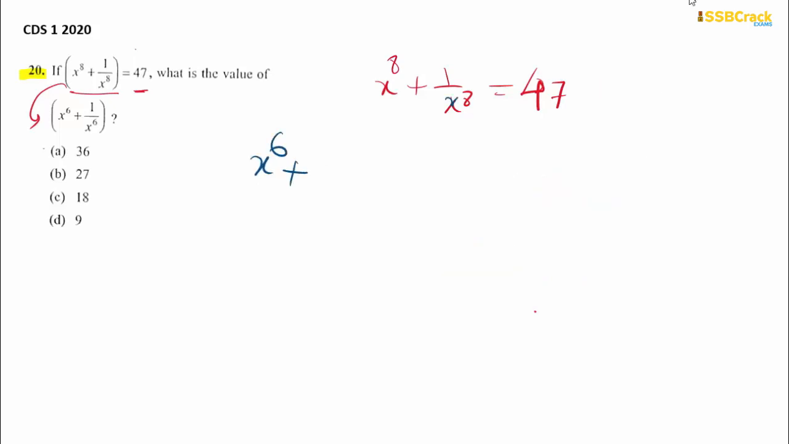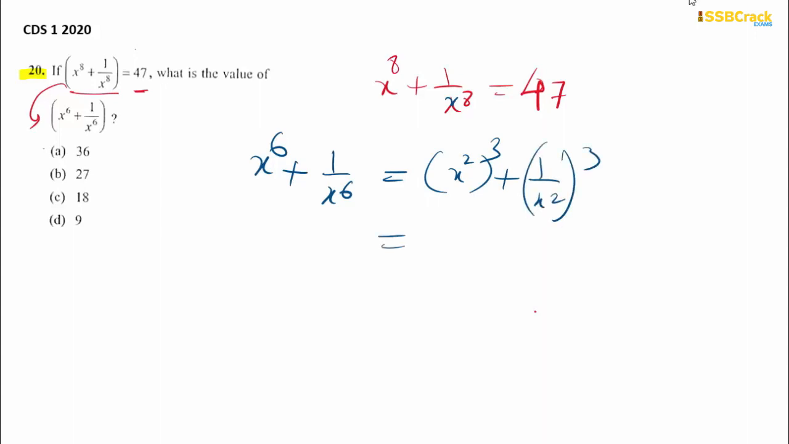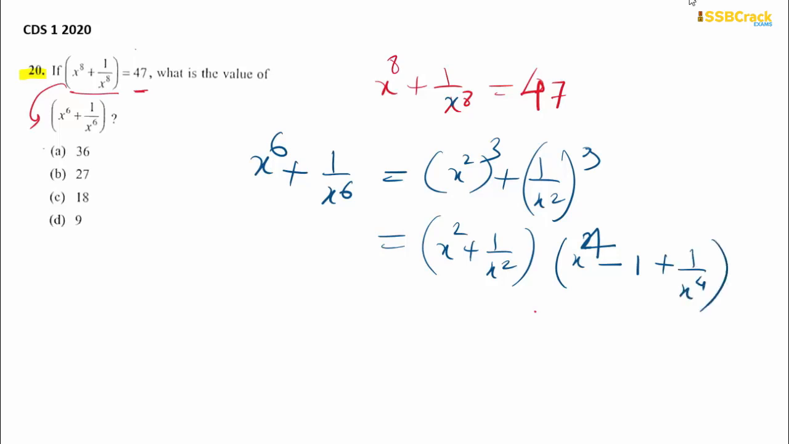Now to find the value of the expression x raised to 6 plus 1 upon x raised to 6, you would have written this expression as x square raised to 3 plus 1 upon x square raised to 3. So a cube plus b cube formula, if you apply there, you know that formula is a plus b, that is x square plus 1 upon x square into a square minus ab, x square into 1 by x square जो कि 1 हो जाएगा, plus 1 by x square whole square, that would be equal to 1 upon x raised to 4.